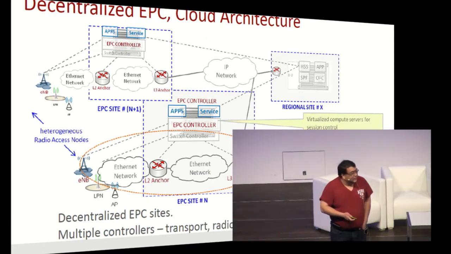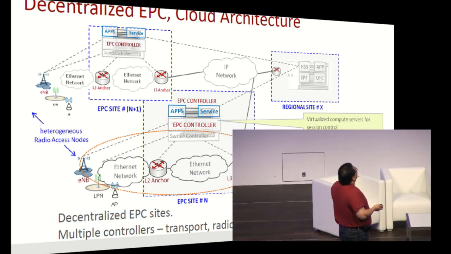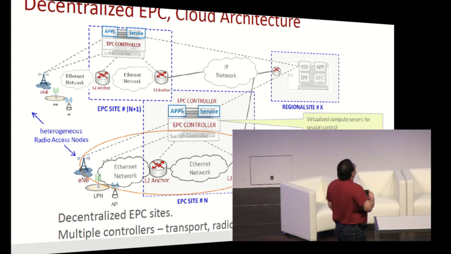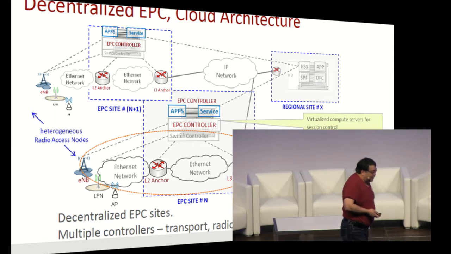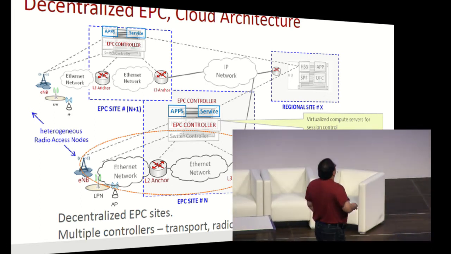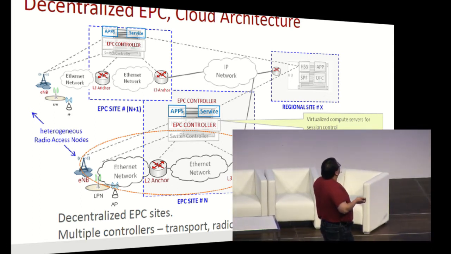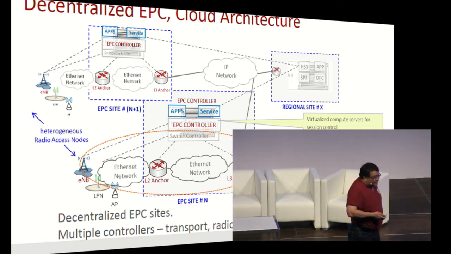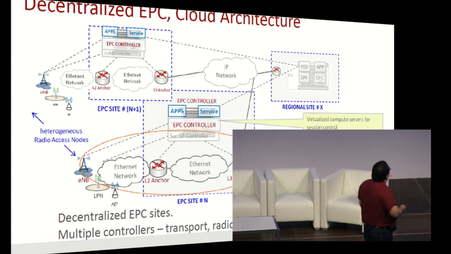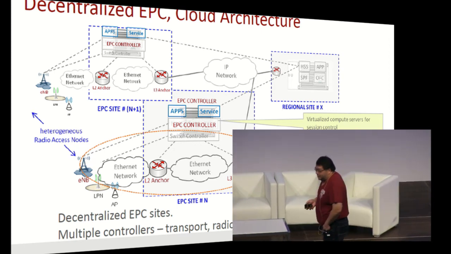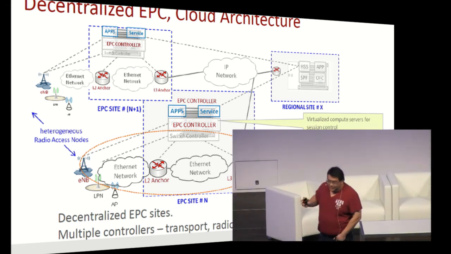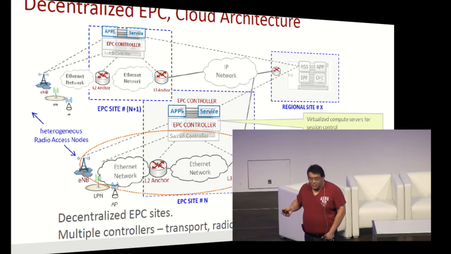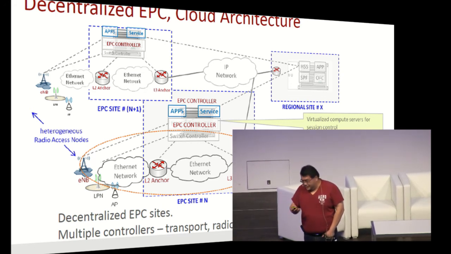All right. So now we need to decentralize the EPC. We created these micro cloud EPCs that are much closer to the eNodeBs, or much closer to the access point. We will use virtualized compute servers for the session controls, and we will have a centralized switch controller that are geographically distributed. So basically, we decentralize the EPC. We will have multiple controllers that will transport radio and EPC.